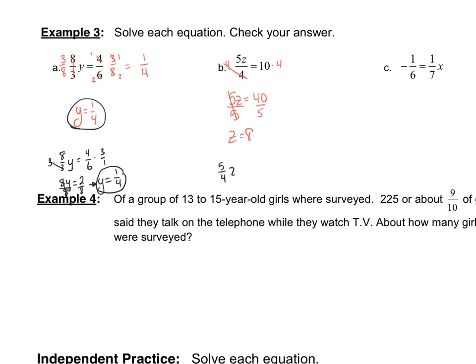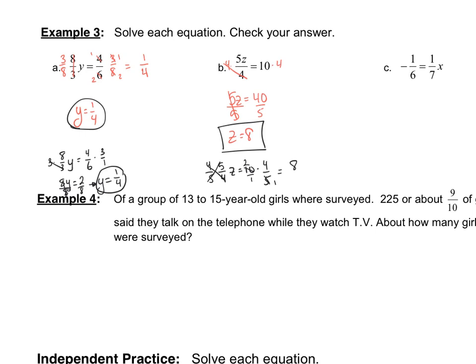So 5/4 z equals 10. If I choose to multiply by the reciprocal, those cancel, and then I multiply by the reciprocal on the other side, but I can cross simplify 10 and 5. Divide them both by 5, so you get 2 and 1. Then you get 2 times 4 is 8 over 1, which is just 8. So same answer, z equals 8.